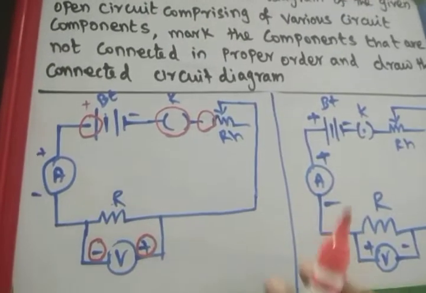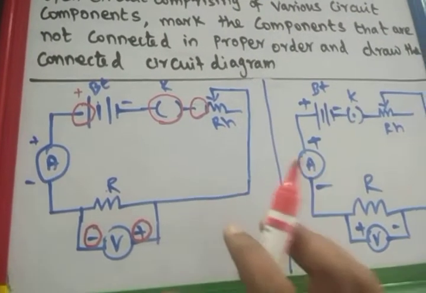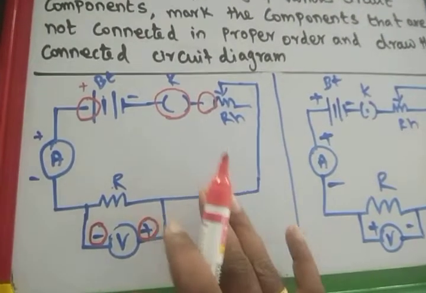So that is the activity. The circuit is given, and you have to identify the mistakes. They won't give this diagram, they will give only the circuit. So I will explain to you. This is a circuit, wrongly given, and you have to identify that.